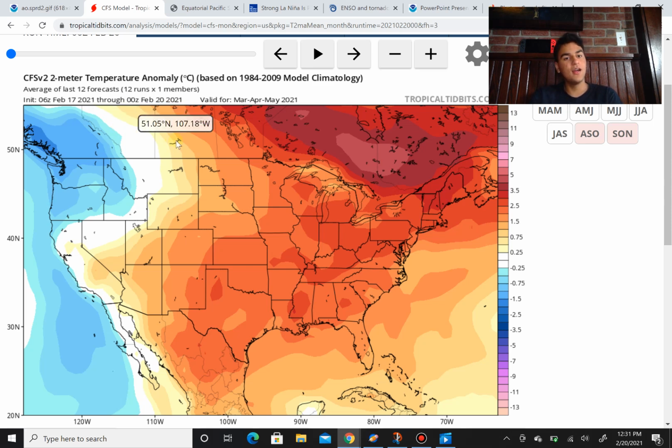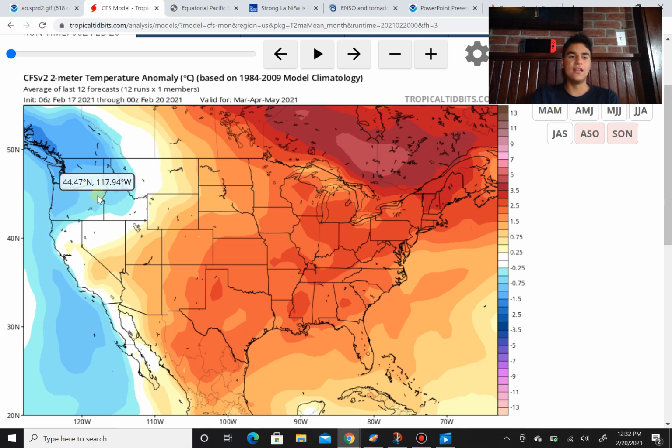And for the most part, this computer model is predicting a warmer than average spring for pretty much over 75% of the United States. So if you're into summer, if you want to lay outside, if you enjoy the outdoors like me, then this is definitely great news because we're forecasted for the most part in the United States to have temperatures well above average.